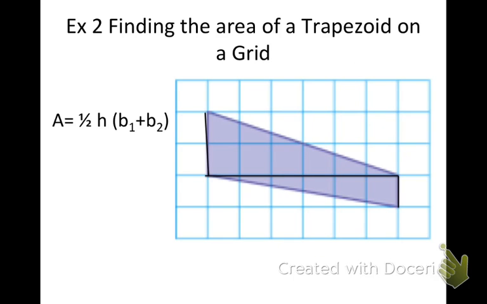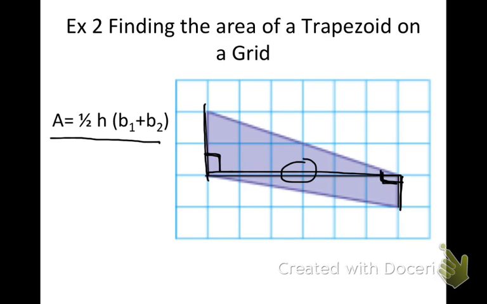Okay, so now we're going to find the area of a trapezoid if we see it on a grid or on a graph. Again, I've written down my formula. Area equals 1/2 height, base 1 plus base 2. I've drawn in here to show you where you can get some of your information from. I see a right angle here and here, so that tells you this line here is going to be your height.